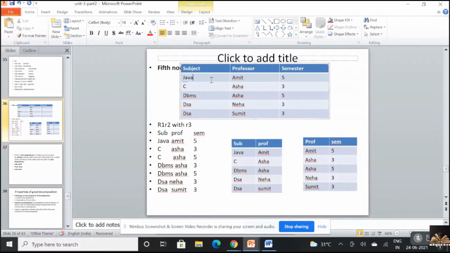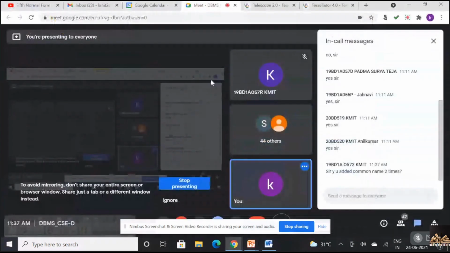So rarely you use 5NF and 4NF in your industry. I've already told you n number of times that. Now, if at all you have any problems with the 5NF example, you can just ask me. Sir, why did you add common names 2 times? What is it common name, 72? What do you mean by that?